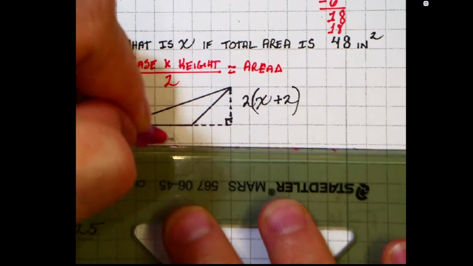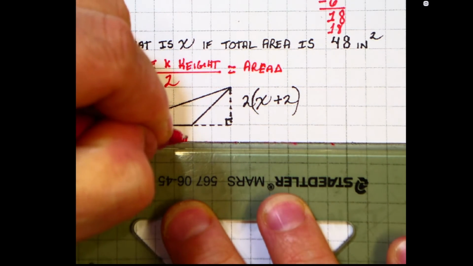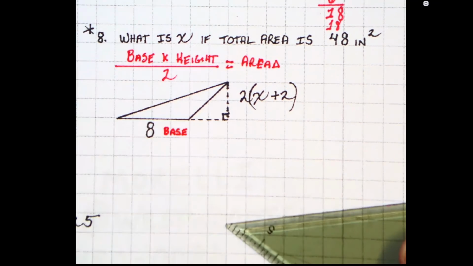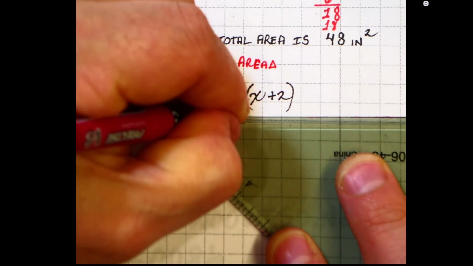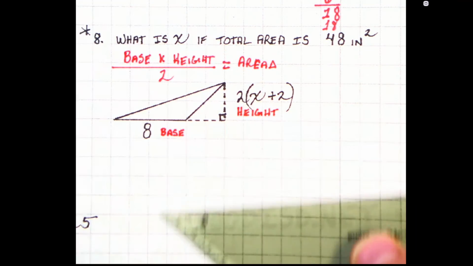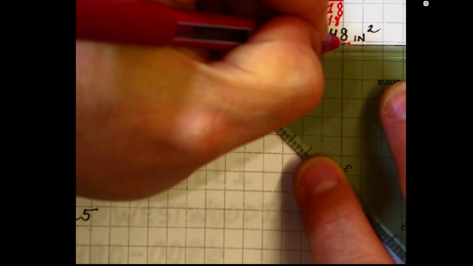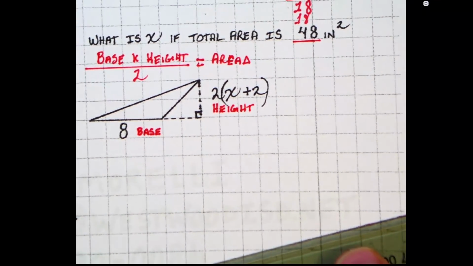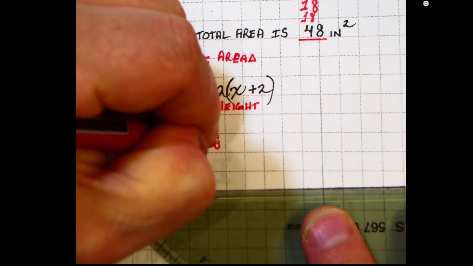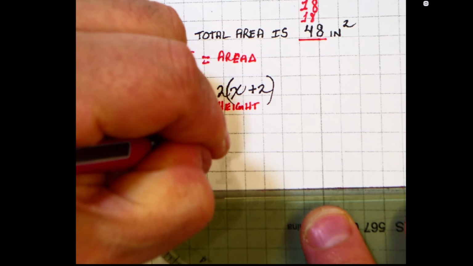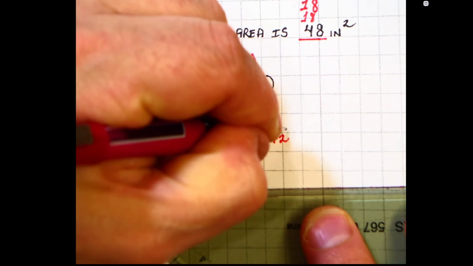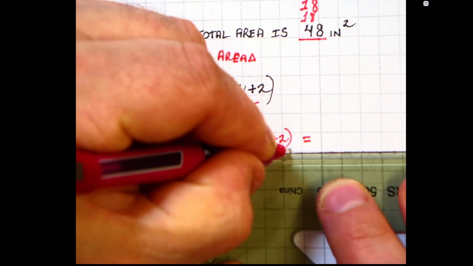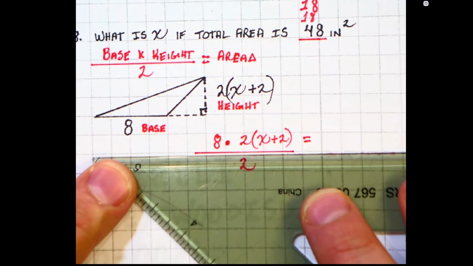Let's identify the base. The base is 8, so we're going to write base next to 8. The height, guys, the height is this whole thing here, okay? So we're going to write height underneath it. All right, and guess what the total area is given to us? It's 48. So I'm going to build my equation. 8 times 2, open parentheses, x plus 2, divided by 2. So I drew this big, long red line, okay? Divide by 2 equals 48.